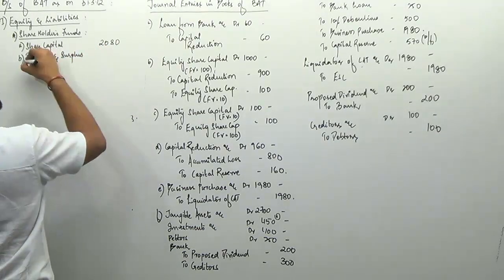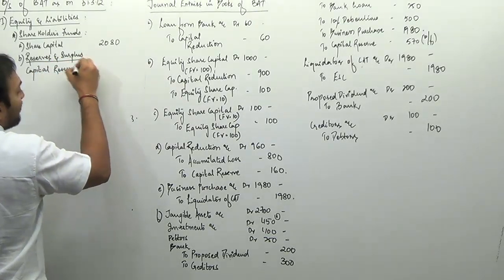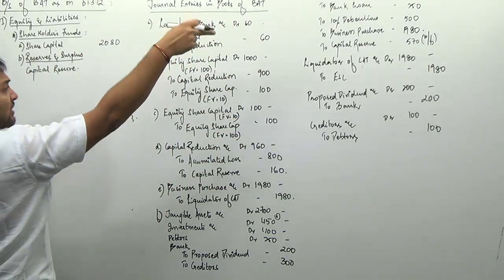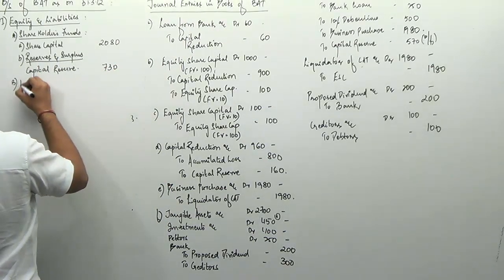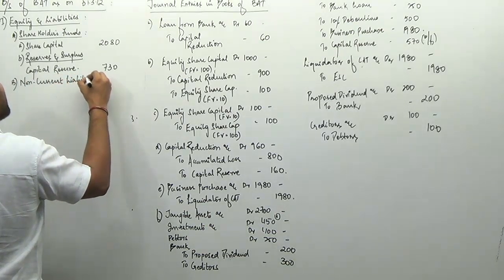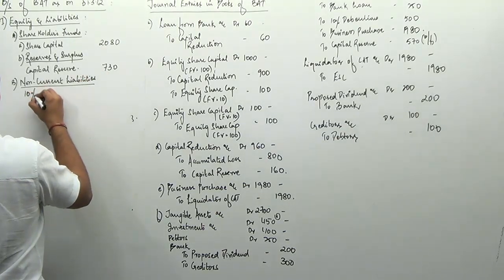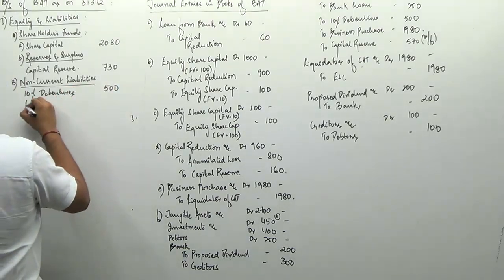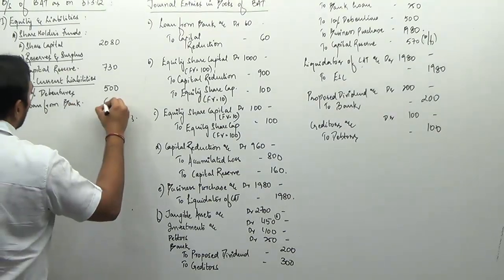Reserves and surplus, only one reserve. What is capital reserve? Two capital reserves are there, add both. One capital reserve on internal reconstruction 160, capital reserve of 570 on takeover, total is 730. Non-current liabilities. 10% debentures, 500, loan from bank, 60 has been waived off, 640.